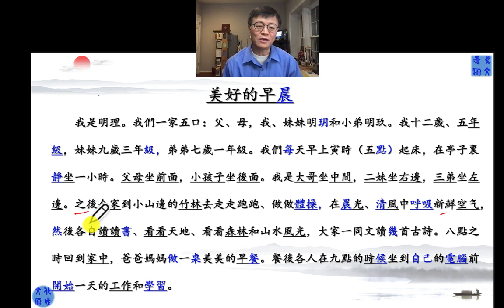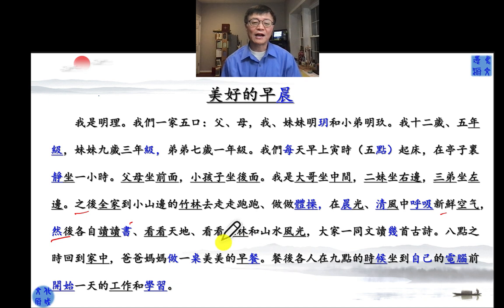然后和之后 is kind of equal. After that, or then, we just read individually. Everybody read their own thing, own books, because they are different. Well, we're different grades, and father and mother read different things. Okay, 看看天, 读完书了, 读读书, read the book, 书, the books.